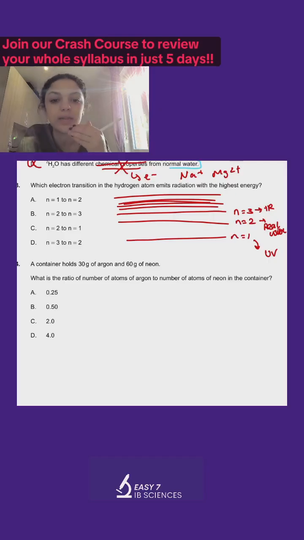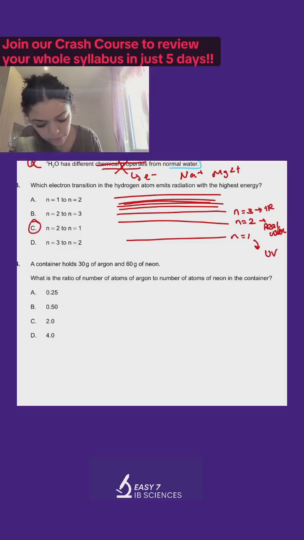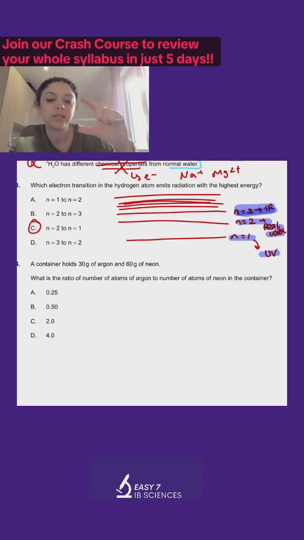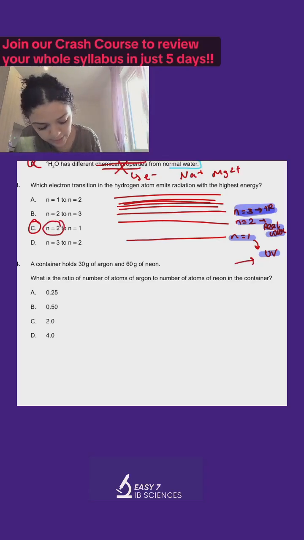So a jump from anything to the UV is going to be emitting the highest energy radiation, okay? That's why my answer is C, because remember, you have to know in the IB which level corresponds to which color and the exact energy it releases. And because we know by looking at the electromagnetic spectrum that UV releases the highest energy, that's why my answer is C, because it's going from level N2, which is the real visible spectrum, to N1, which is the highest. Does that make sense?